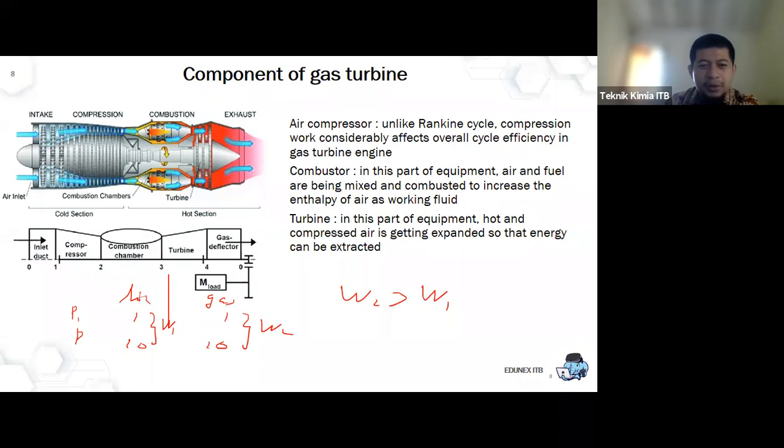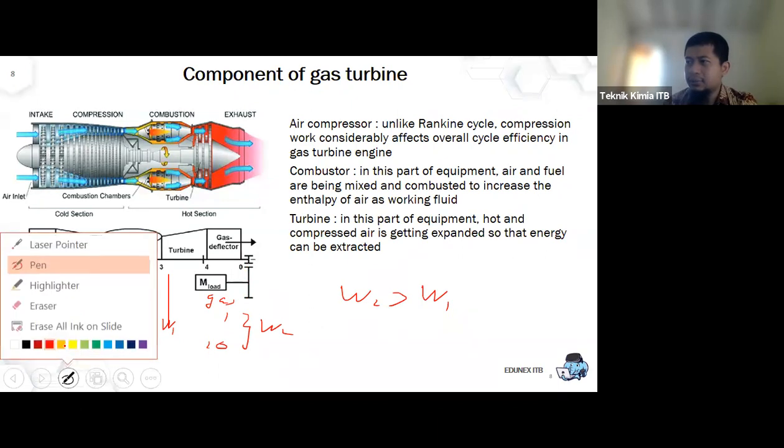It's more difficult to compress a compressible fluid. The energy involved in there is much bigger. That's why, when, like, maybe not to you, to the regular class, when you still remember the Rankine cycle, you still remember the Rankine cycle.